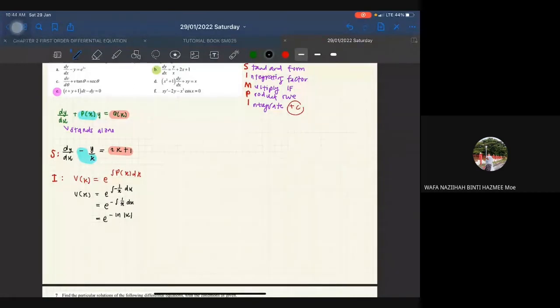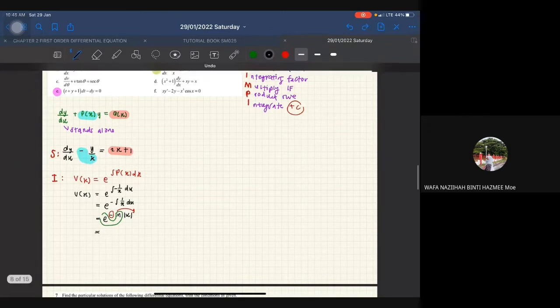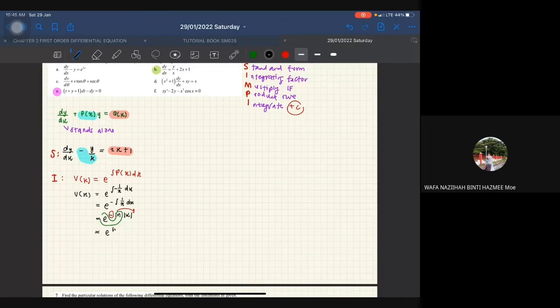Okay, so by using properties of ln, kita boleh bawa negatif ni ke atas. Kenapa kita nak bawa dia ke atas? Sebab kita nak cancel outkan e dengan ln ni. So kita akan dapat e negative ln x negative 1. Okay, so awak akan dapat x power of negative 1 which is equal to 1 over x. Okay, betul.